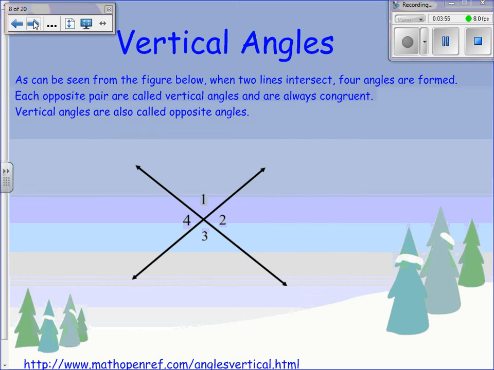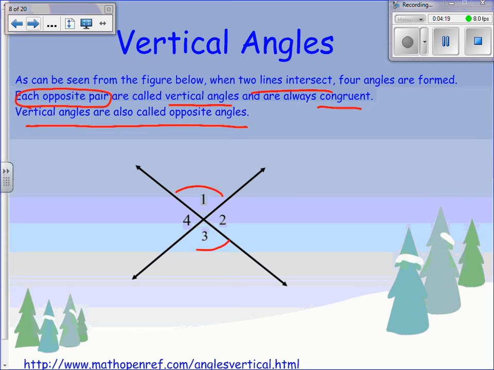Last thing you need to know for today are vertical angles. Vertical angles are opposite one another. As can be seen from the figure below, when two lines intersect, four angles are formed. Each opposite pair are called vertical angles and are always congruent, which means equal in measure. Vertical angles are also called opposite angles.